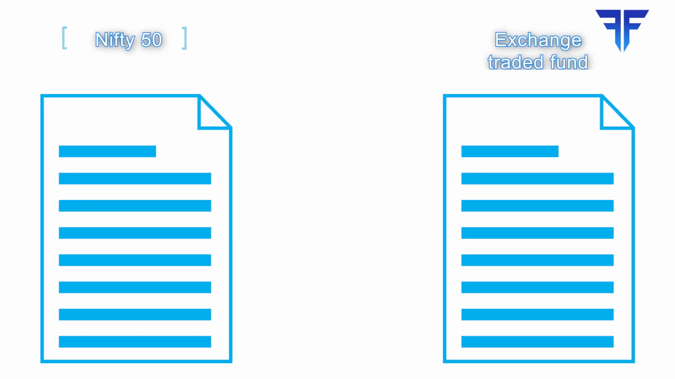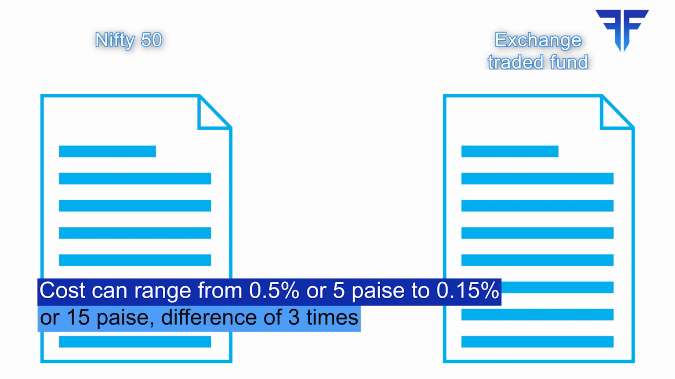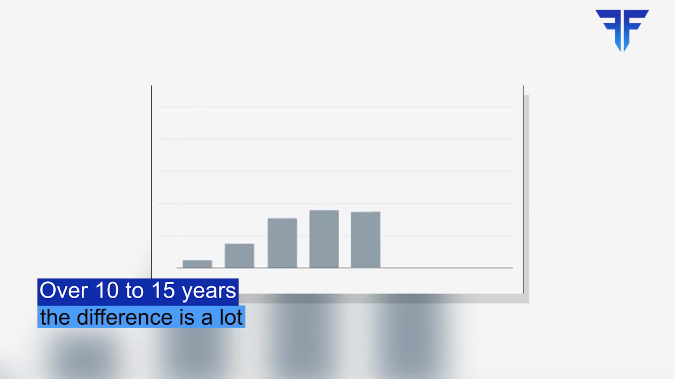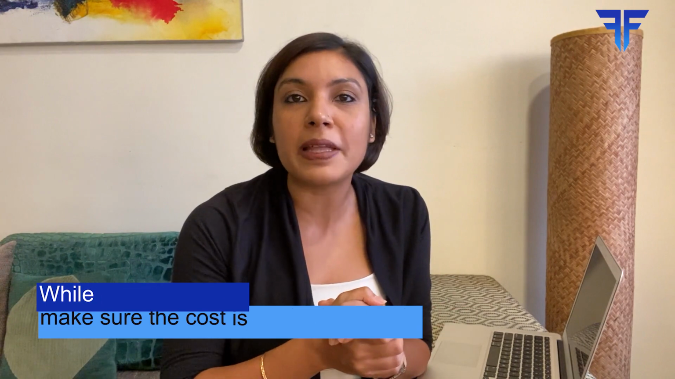For example, for ETFs which mirror the Nifty 50, the cost can range anywhere between 0.05% or 5 paisa to 0.15% or 15 paisa. And that's a difference of 3 times, right? It doesn't seem like a lot if you're only investing for a year or a few months or even 2 or 3 years. But over a 10-15 year period, that difference can be quite a lot. So you want to make sure that you're picking an ETF where the cost is on the lower side and not one of the most expensive ETFs for that underlying index.